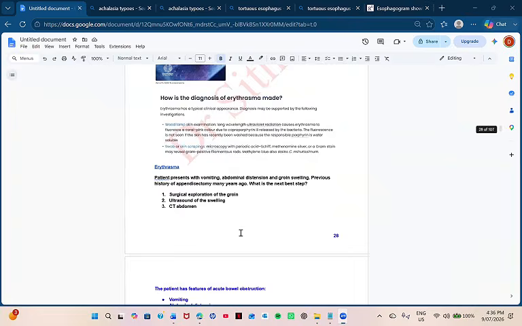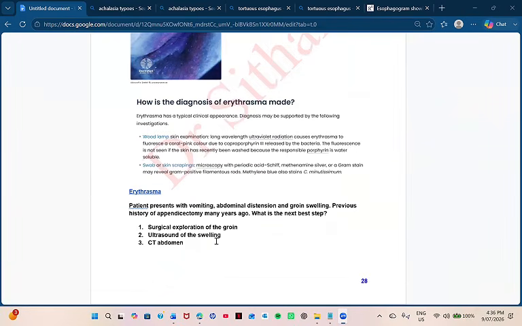Please do those as well, okay? So very important. Next one: patient presents with vomiting, abdominal distension and groin swelling. Previous history of appendectomy many years ago. What is the next best step? Surgical exploration of the groin, ultrasound of the swelling, CT abdomen. What do you think?